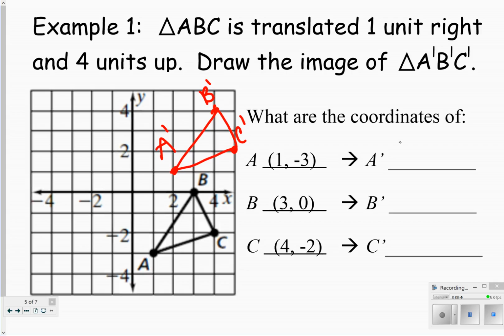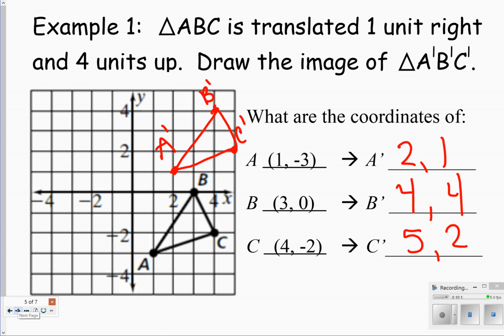So for A prime, I should have 2 and 1, and for B prime, I should have 4 and 4, and for C prime, I should have 5 and 2, and 1 plus 1 is 2, and negative 3 plus 4 is 1. So again, using our math calculations to figure out if the way that we moved it would be correct, and it looks like it would be.